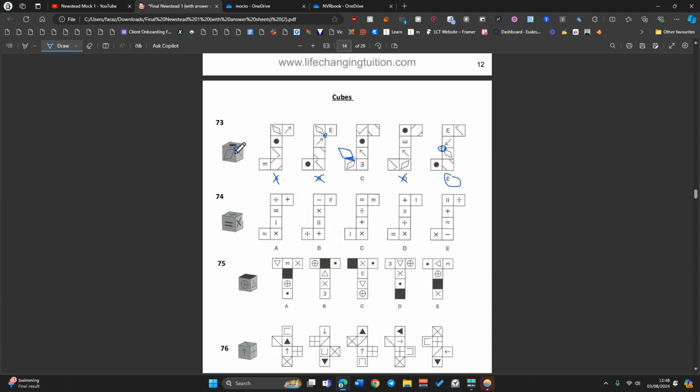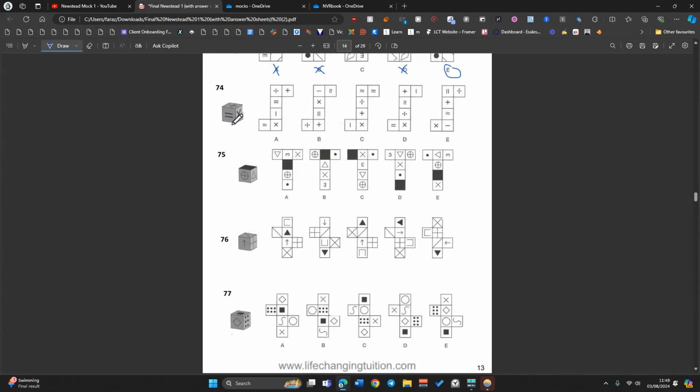And then in that point, there has to be a black circle above it, right? And you can see this is the only one that matches that. So, question 74, if we look at X, it needs to be on the right of an equal sign.